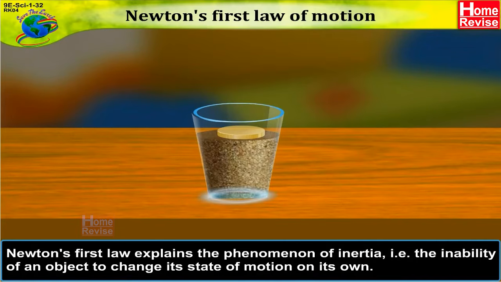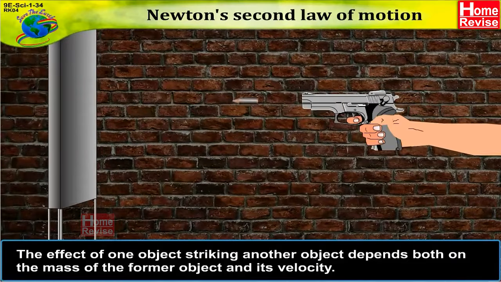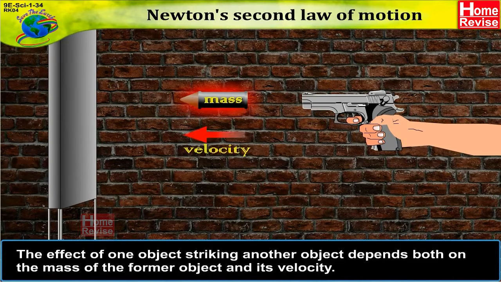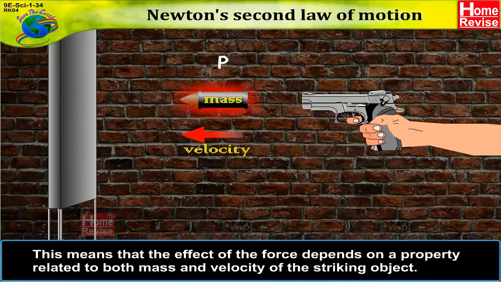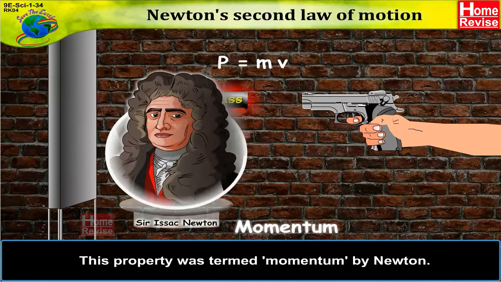That is, the inability of an object to change its state of motion on its own. It also explains the unbalanced forces which cause a change in the state of an object at rest or in uniform motion. The effect of one object striking another object depends both on the mass of the former object and its velocity. This means that the effect of the force depends on a property related to both mass and velocity of the striking object. This property was termed momentum by Newton.